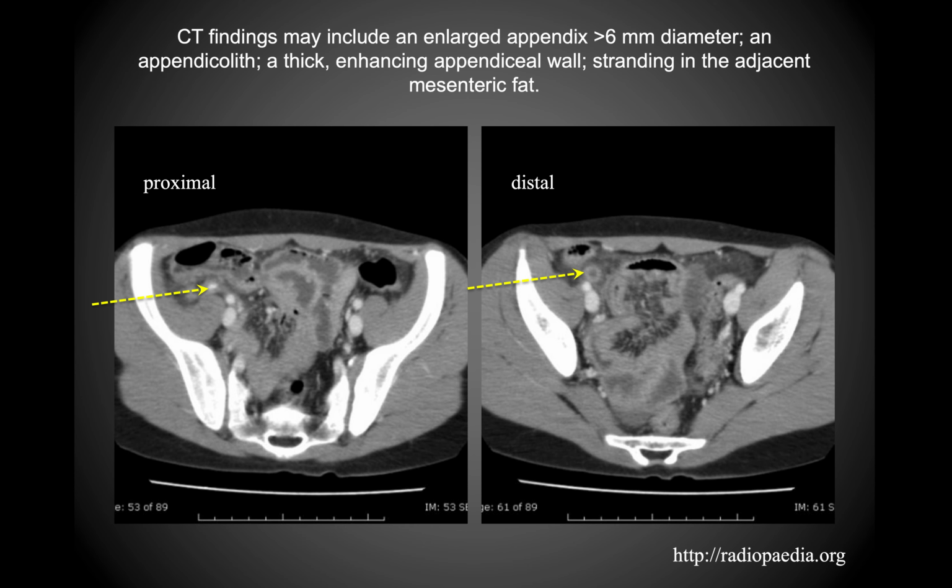And so once again, just to reemphasize, appendix greater than 6 millimeters in diameter, an appendicolith, which is what you see over here with that enhancement, a thick enhancing appendiceal wall, which is what you see over here on the right, and then stranding in the adjacent mesenteric fat, which isn't quite as obvious in this view as it was in the previous one.